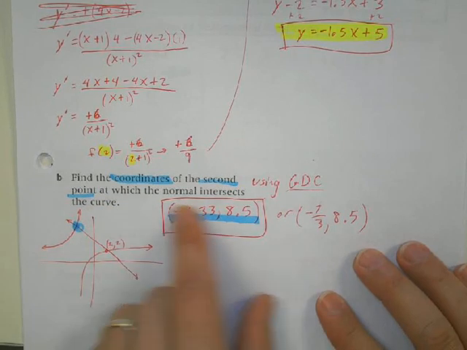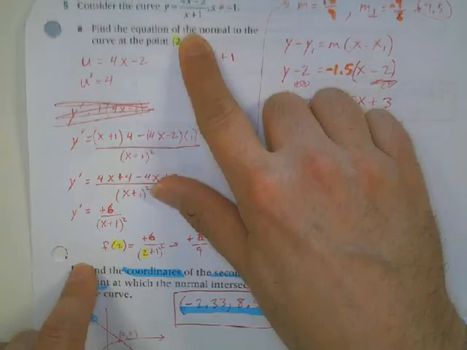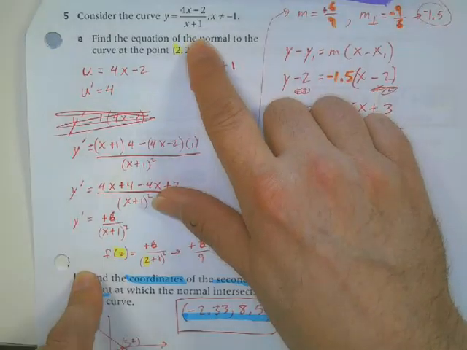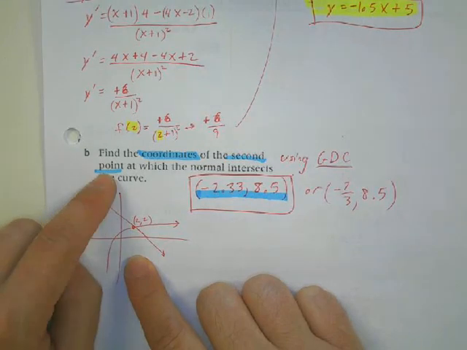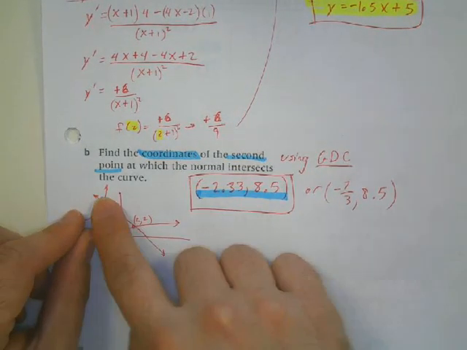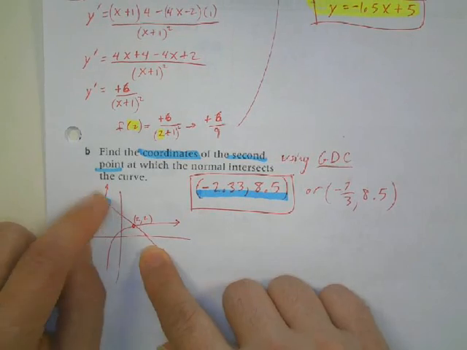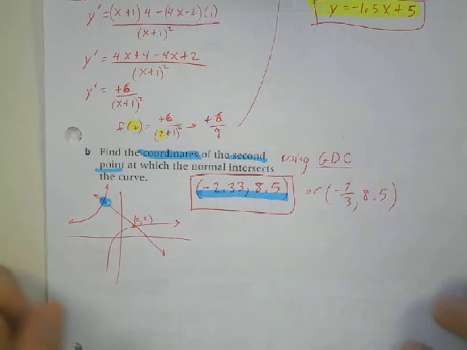Question B says find the coordinates of the second point that intersects. So if I graphed this, y equals 4x minus 2, all divided by 1, you're going to get something that looks like this. It's a curve here, and then to find out where the normal intersects the line, again, it's right there. So I would use my calculator and get that answer. And that is it for this lesson.